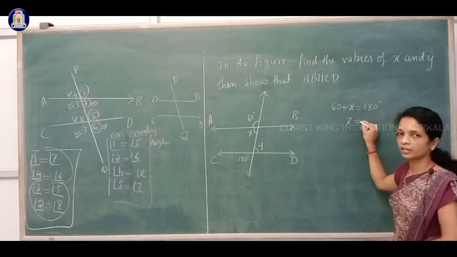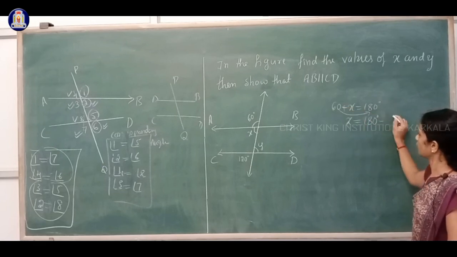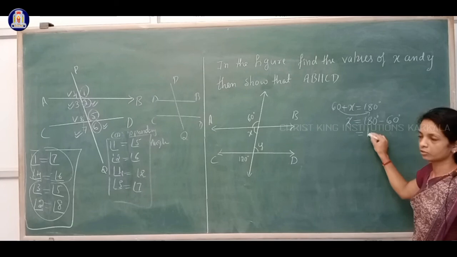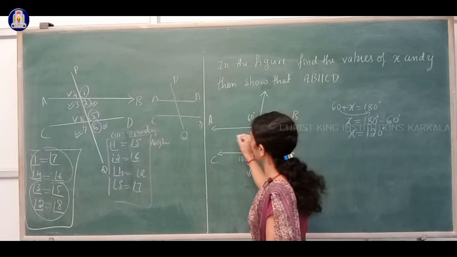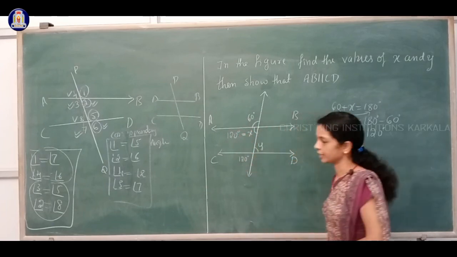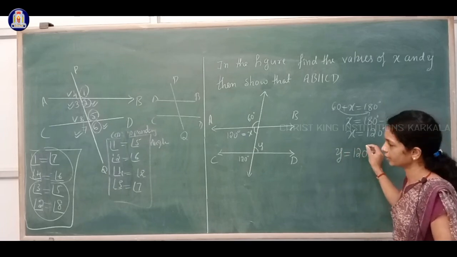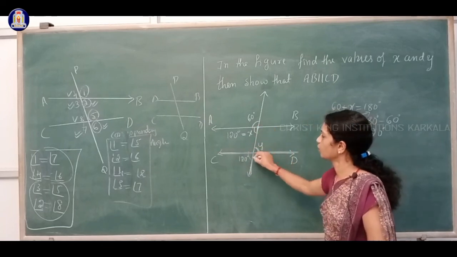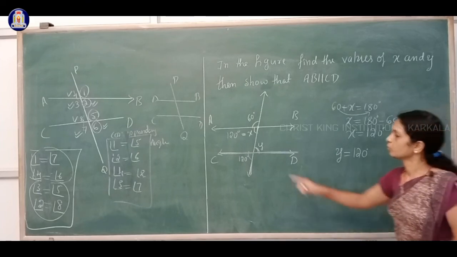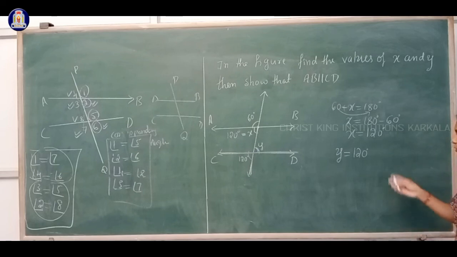From this, what is x equal to? x equals 180 minus 60, that gives you 120 degrees. So angle x is 120 degrees. And what is angle y? I'll write angle y is equal to 120 degrees. Why? Because you can see two lines intersecting, so vertically opposite angles must be equal. Angle y is vertically opposite to 120, so they are equal, because vertically opposite angles are equal.